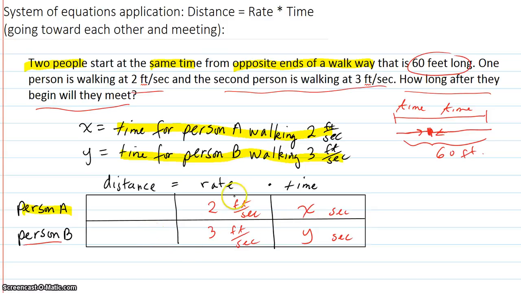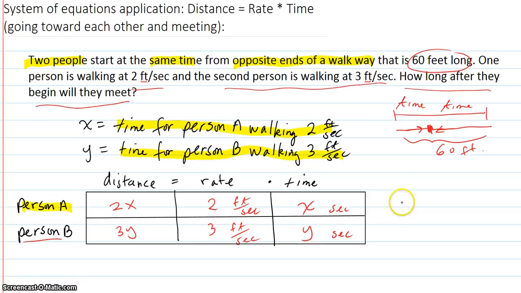So what we're going to do is take the rate times time, 2 times x, and 3 times y, and we're going to make a system of equations. So the distance for person A plus the distance for person B has to add up to 60 as the diagram shows. But what about the other equation that we need?